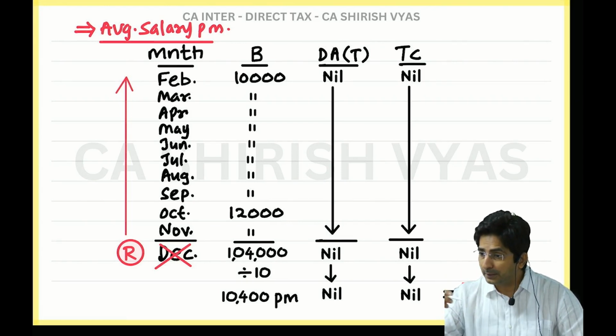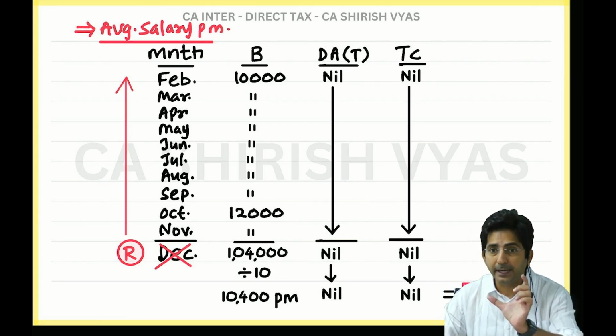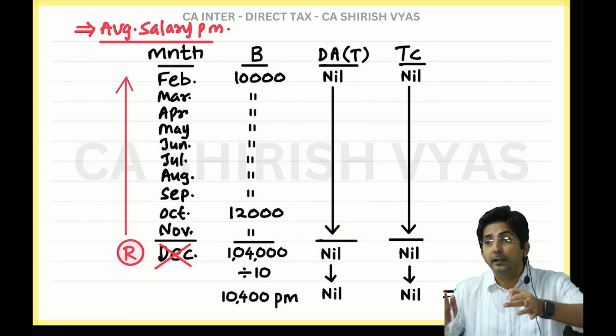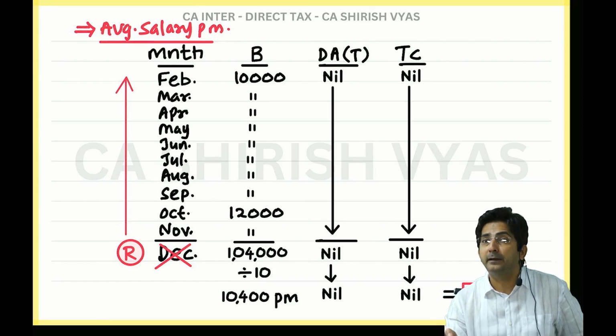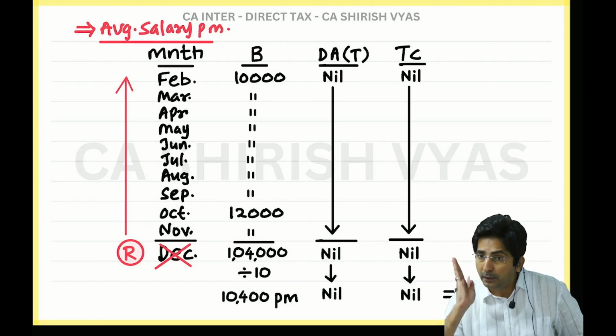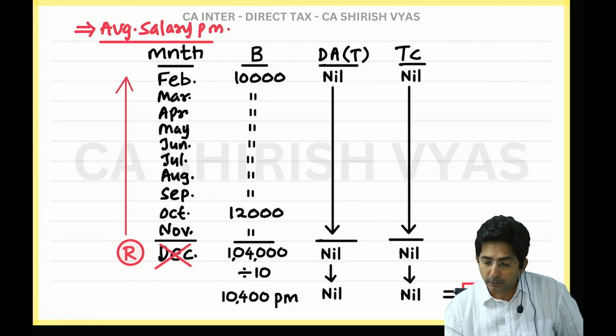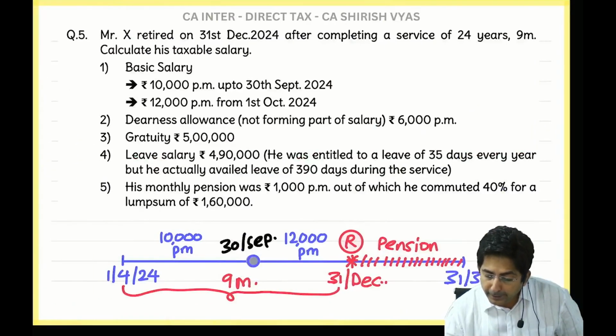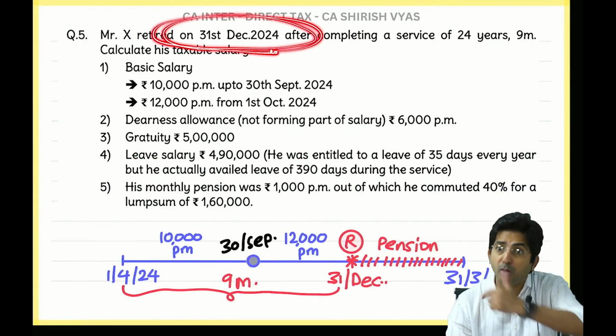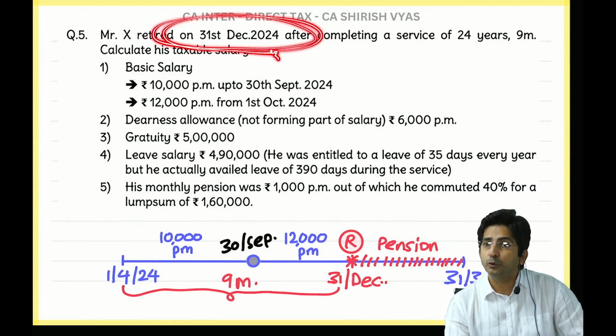You know, law is written in some language. So what is the language in leave salary? 10 months up to the date of retirement. It means you have to literally go till the date of retirement. And here what is the date of retirement? 31st December. So you will have to count December also. So you will have a different answer.